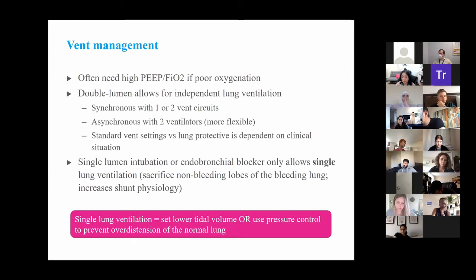In terms of single lumen intubation, or when you use an endobronchial blocker, I would think of those as patients where you are only ventilating one lung. What does that mean? Well, if you have single lung ventilation, you need a lower tidal volume, right? Because you're only ventilating one lung. So these are patients where we often choose pressure control as a ventilatory mode, and that's mainly to prevent overdistension of the normal lung. If you just give these patients their standard tidal volume of 6 cc's per kilo, you're going to be putting it all into one lung and potentially leading to barotrauma.